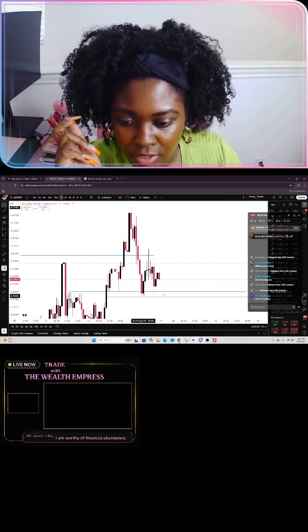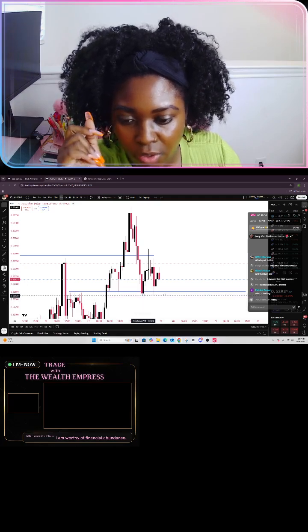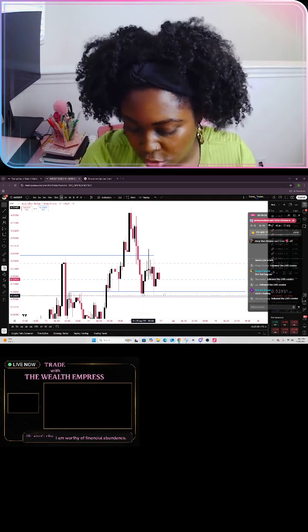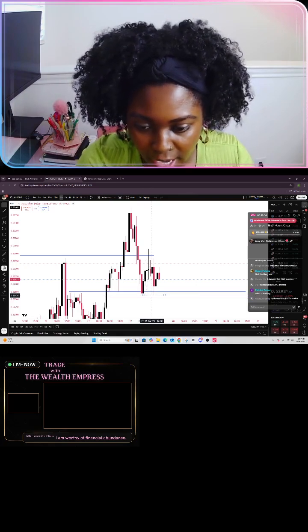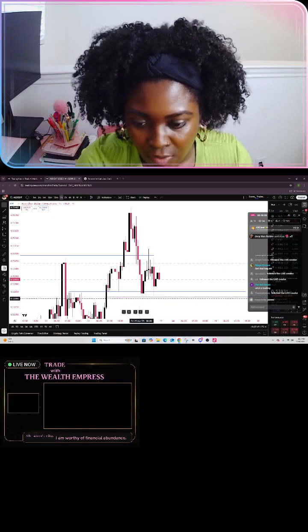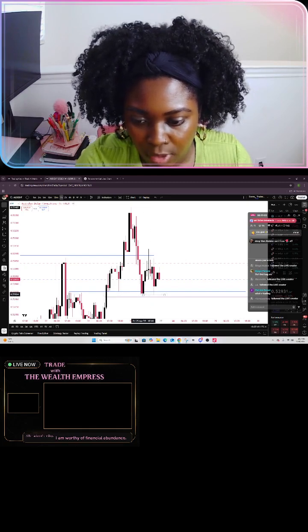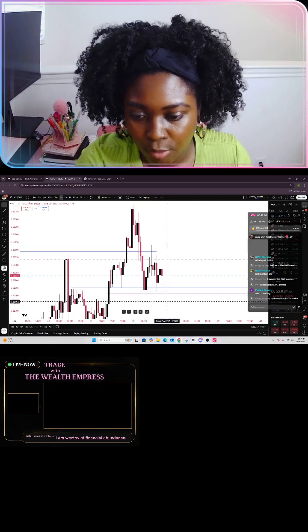All right, so this is why I like to use my magnet tool because it gets it precisely on the wick. And then you just use your shift bar to straighten up that line and it'll give you a perfect straight line. And as you can see, we had a wick here and this wick came down. It did not run this wick. It did not run this wick.